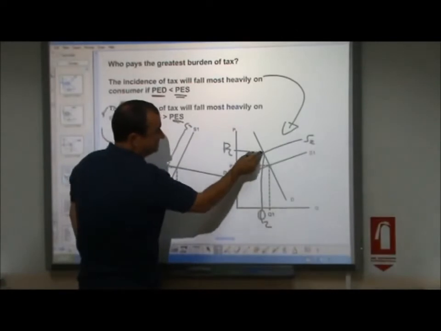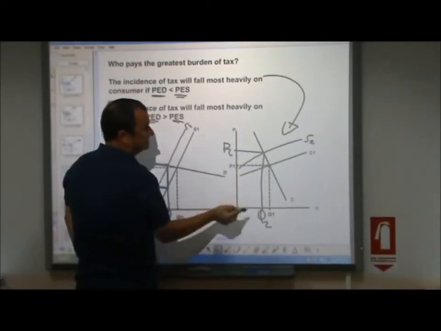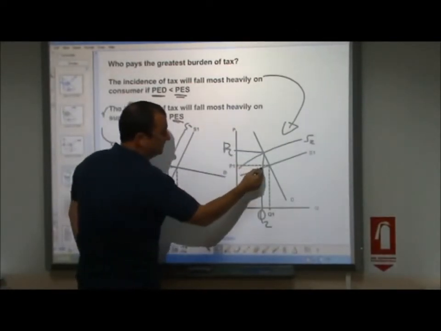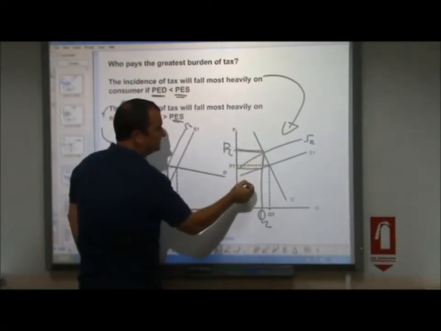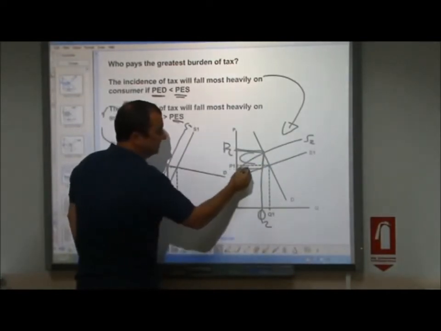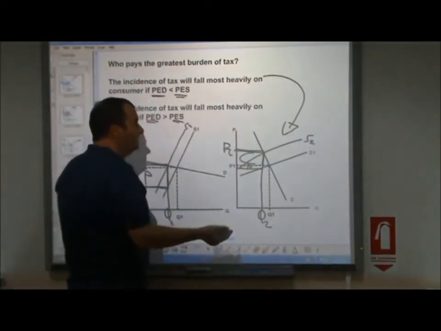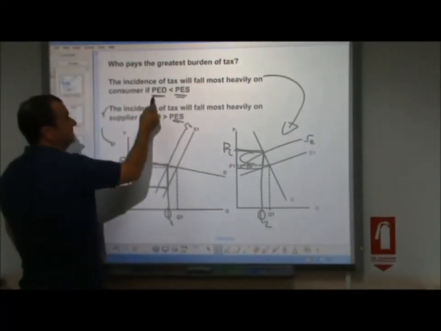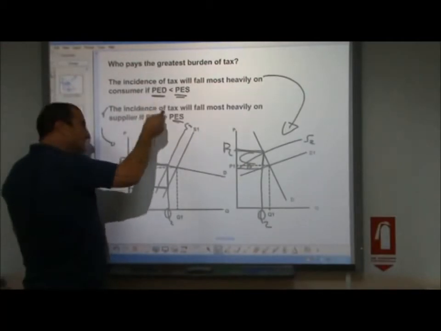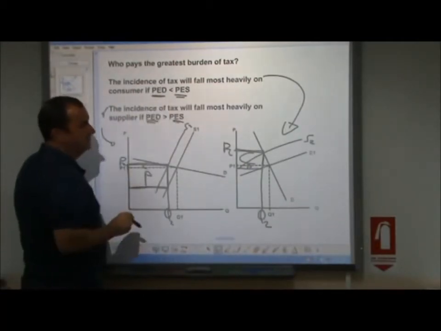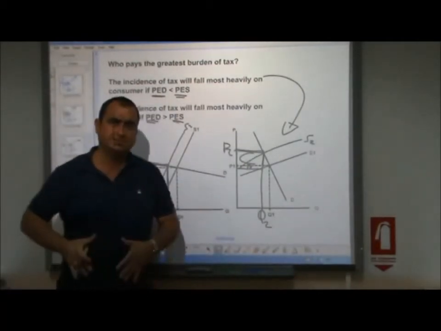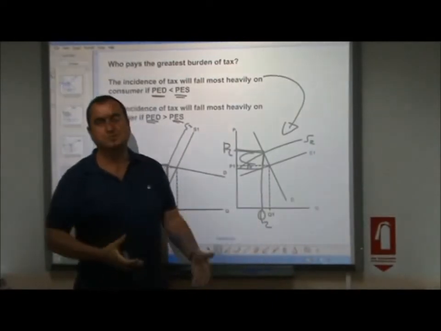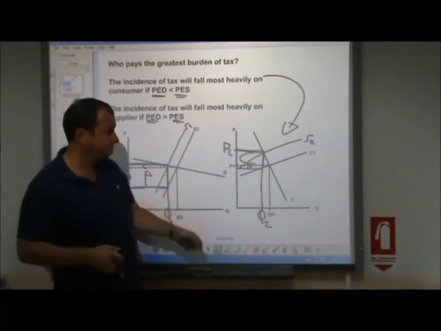Well, there's the vertical distance between the supply curves as measured from the new equilibrium point. There is the revenue for the government. Most of it is paid by the consumer, a little bit by the producer. Clearly, the consumer pays most of the tax, and that's because the demand was less elastic than the supply, and most of the tax was able to be passed on by the supplier to the consumer as a price rise.